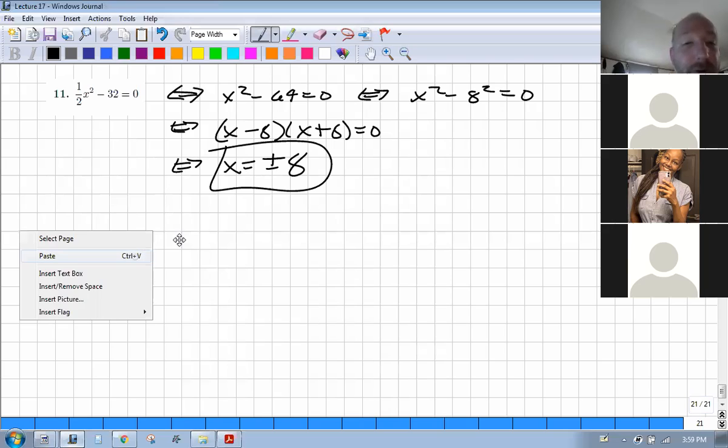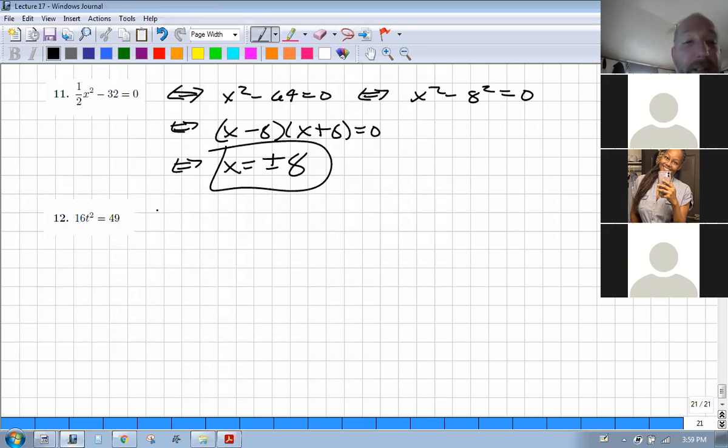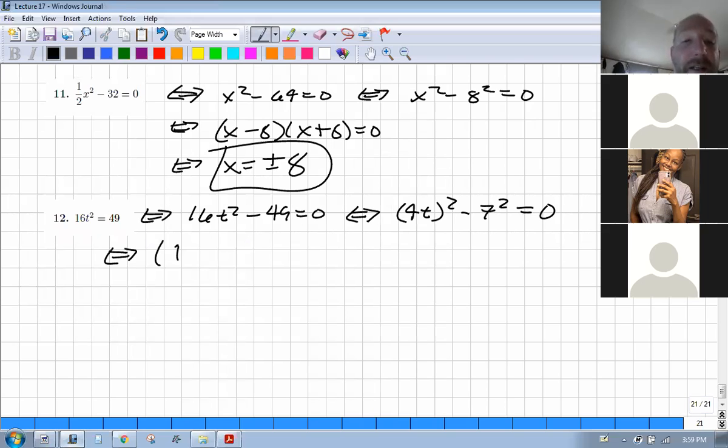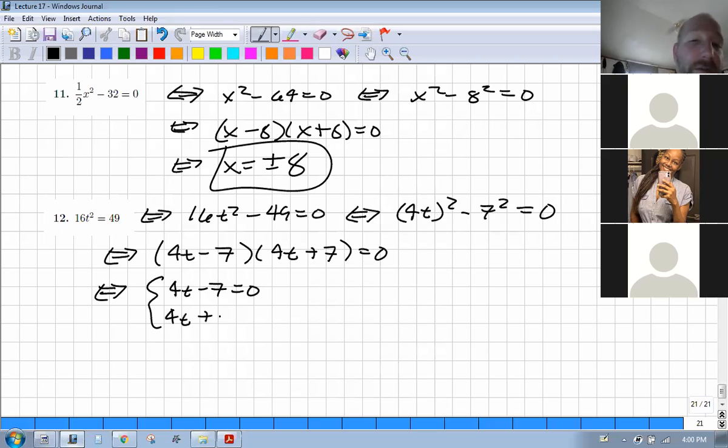This one, we could use the square root method, but they asked us to use the zero-factor method. So this is 4t squared, and 49 is 7 squared. So 4t minus 7 times a 4t plus 7. So either 4t minus 7 is 0 or 4t plus 7 is 0. In other words, t is 7/4 or t is a -7/4.